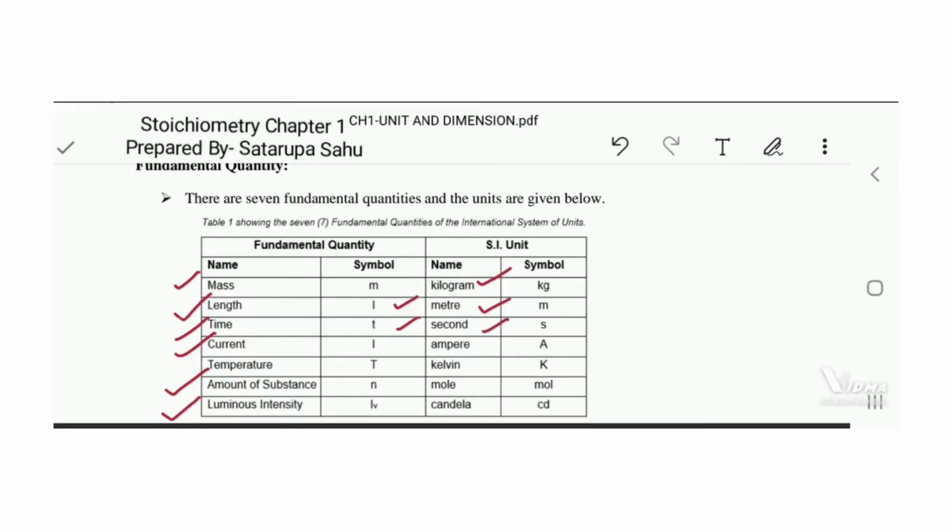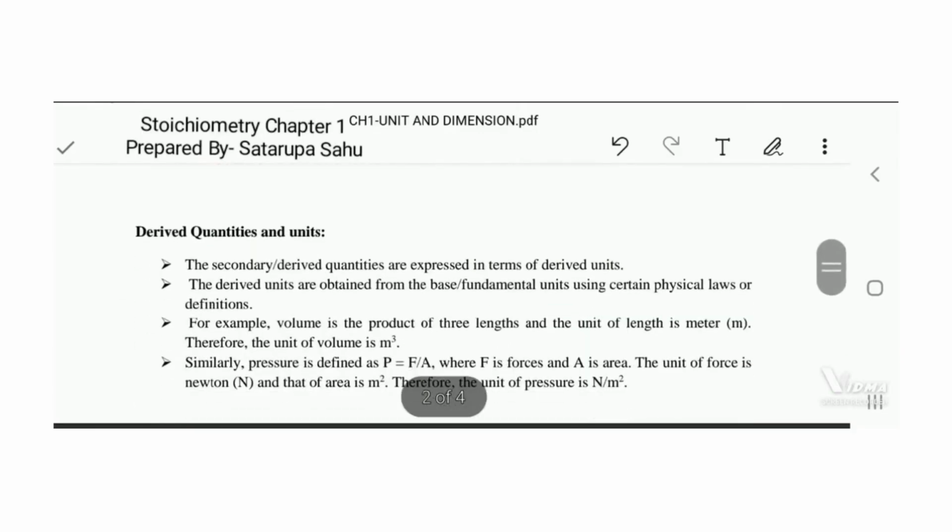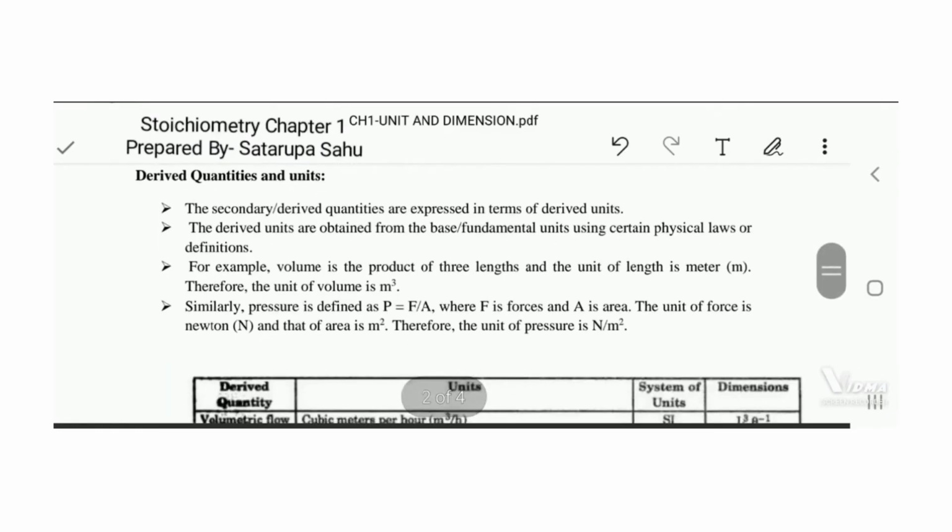For current it is capital I and the unit is ampere. For temperature it is capital T and the unit is Kelvin. For amount of substance the unit is mole and the symbol is small n. For luminous intensity its symbol is small l subscript v and the unit is candela. Now let's come to the derived quantities and units. The derived quantities are expressed in terms of the derived unit, and the derived units are obtained from fundamental units.